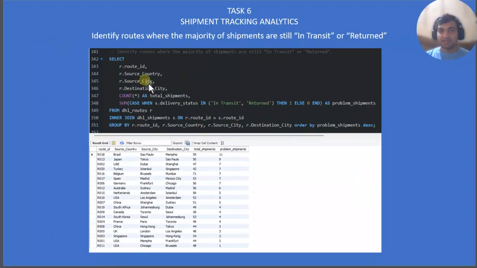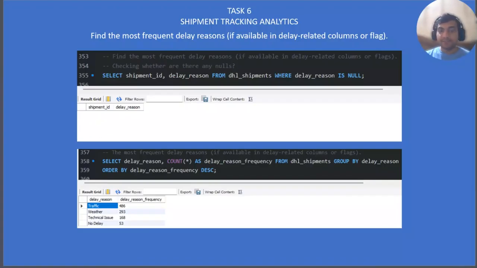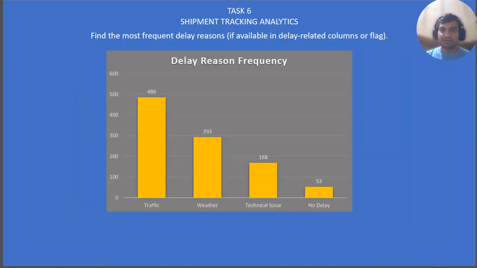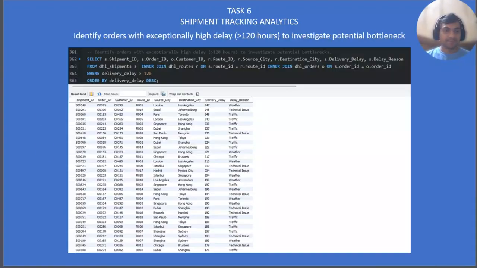Task 6 includes all routes where the majority of the shipments are still in transit or returned. So on Route 18 we can see 59 shipments in total and 11 shipments are problematic, meaning they are delayed. And here is the most frequent delay reason, which we have discussed previously. Traffic is the biggest reason we have here.